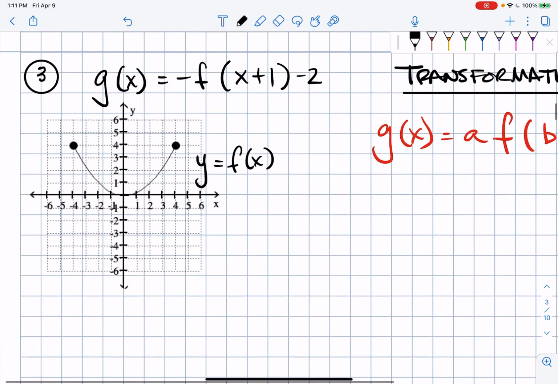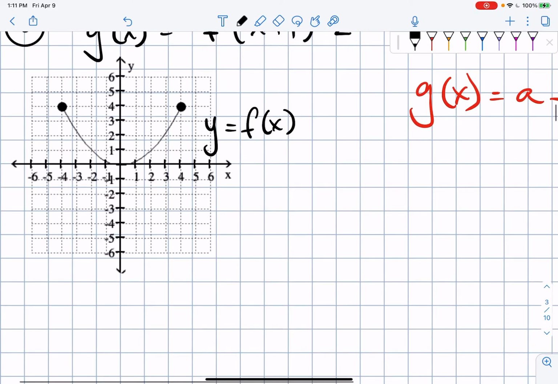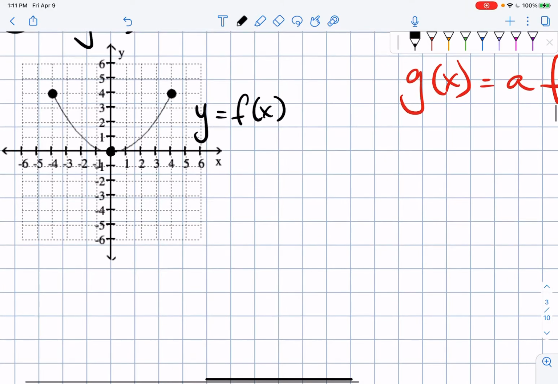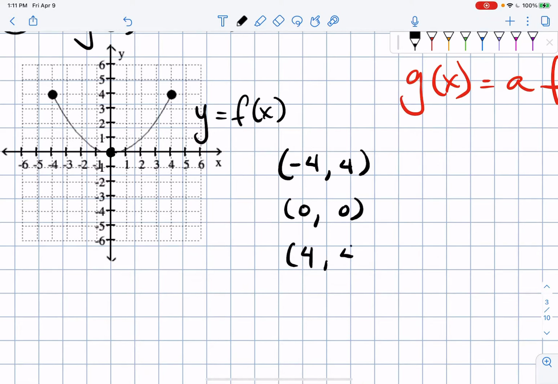So in this case, let's take some points here. Since those are already dotted, let's go ahead and dot this one. I think I can just use those 3 points, right? So over on the left, I have negative 4, 4. Second point is 0, 0. And my third point is 4, 4.